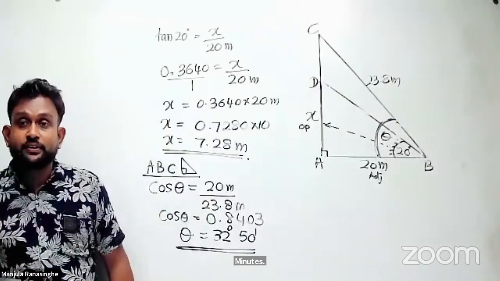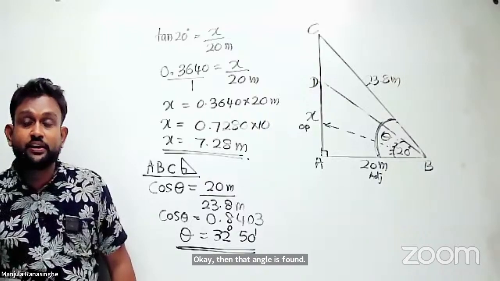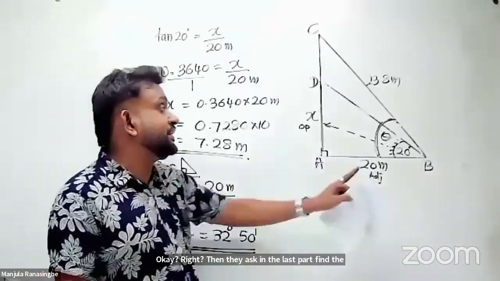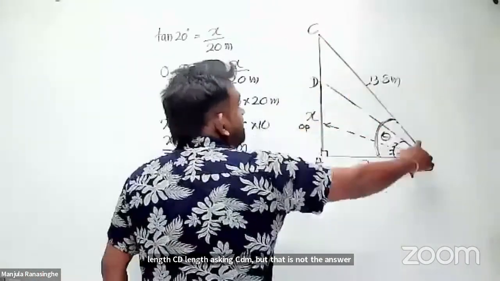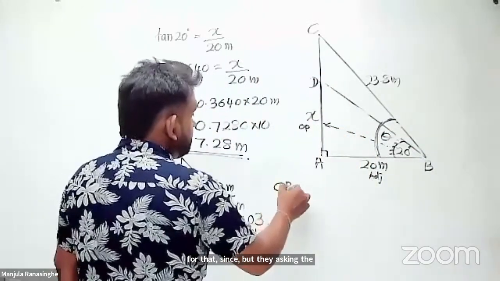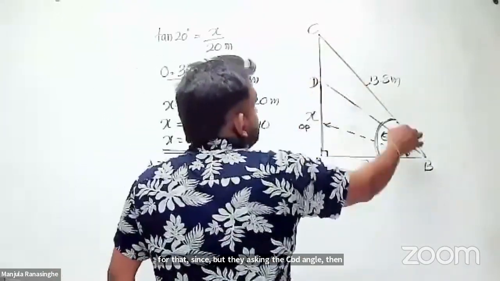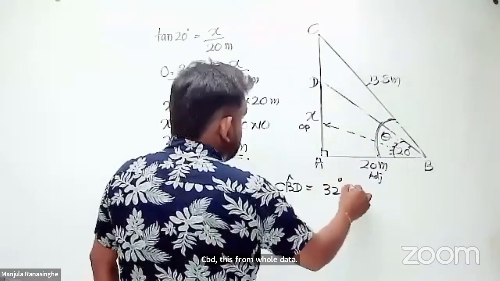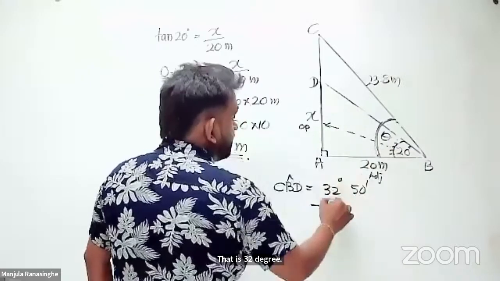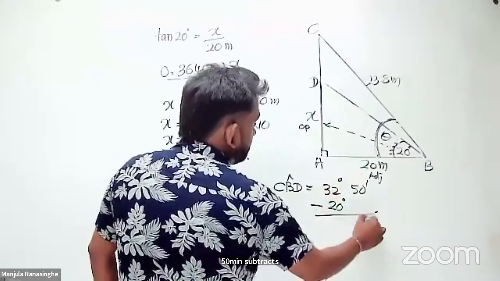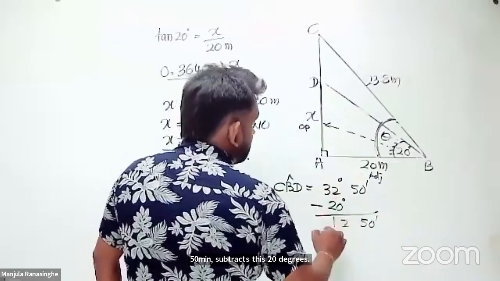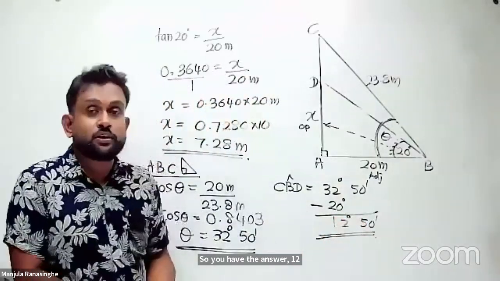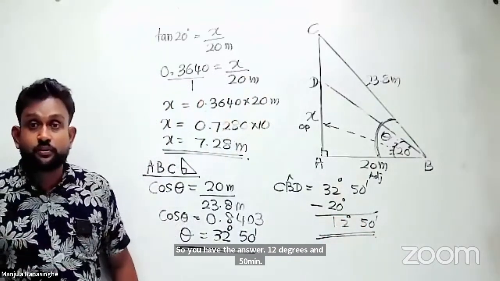Then in the last part, they ask to find the length CD. But that is not the answer for the bigger theta; they are asking for the angle CBD. So CBD equals the whole theta, 32 degrees 50 minutes, subtract 20 degrees. That gives you the answer 12 degrees and 50 minutes.